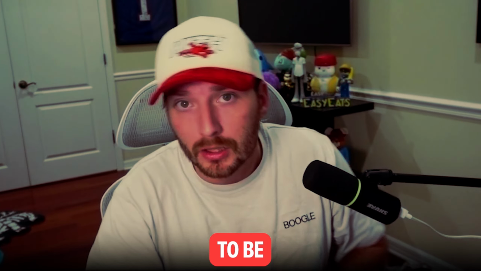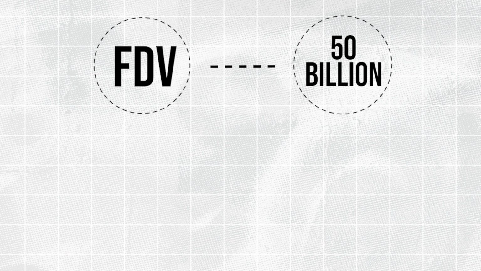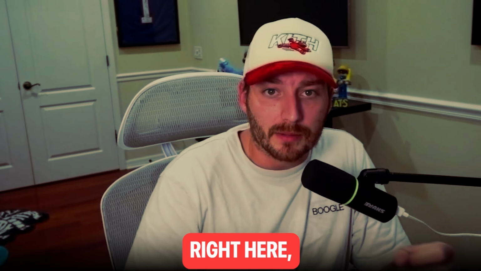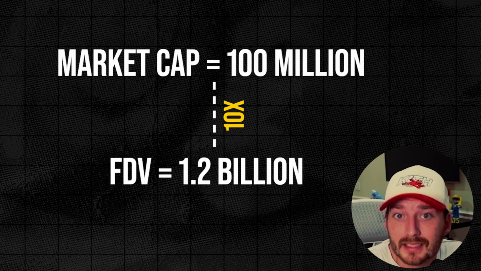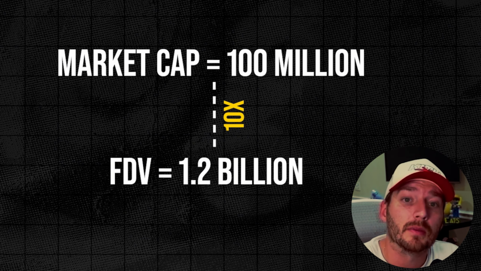And this is where you need to start to be more logical about it. You could think you're early, but if the FDV is already 50 billion and there's no utility, that's a bubble waiting to pop. So if we look at something right here, the market cap is 100 mil, but the FDV is 1.2 billion. That's a 10x difference. A huge dilution risk is present. You want the market cap to be closer to the FDV.